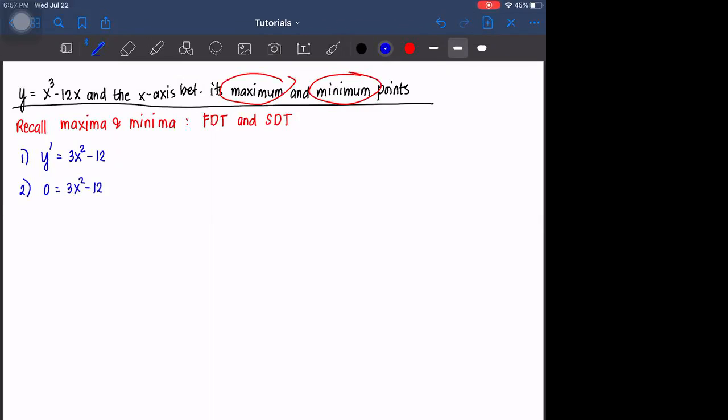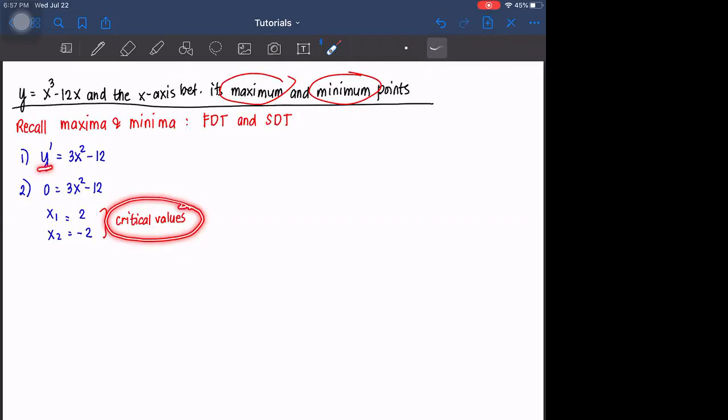So if this is a second degree equation, there are two values of x that will make this 0. And what are these values of x? Positive 2 and negative 2. What do you call these values of x? They are called critical values. What are critical values? These are values of x that will make y prime equal to 0.